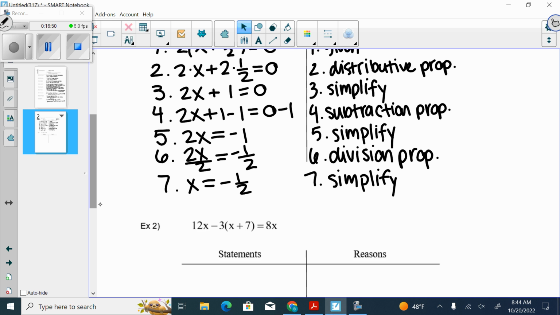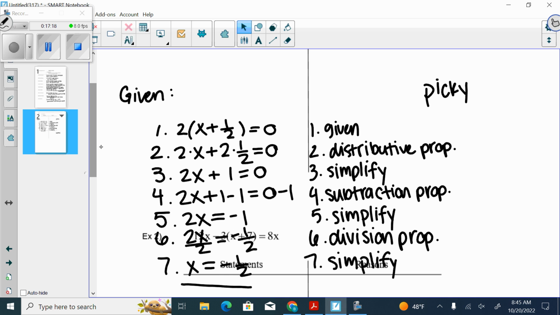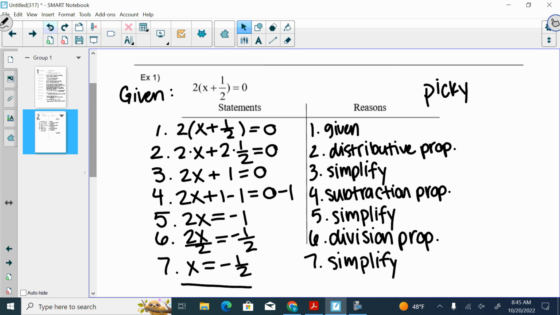Okay. Now, as far as the proofs that we do in here, I'm going to let you leave out that extra step of simplify on every single one, okay? So this would be if we were just going to do it the normal way without that extra simplification step, okay? So we ended up proving this piece right here, right? So we were given this information, and we proved that x was equal to negative 1/2.